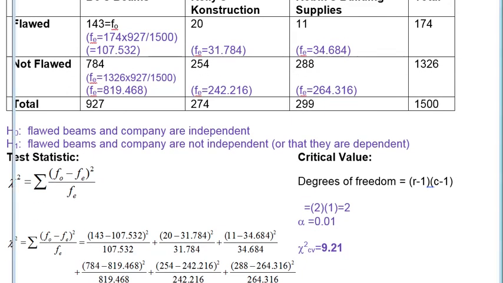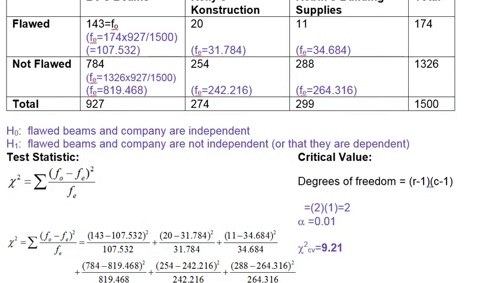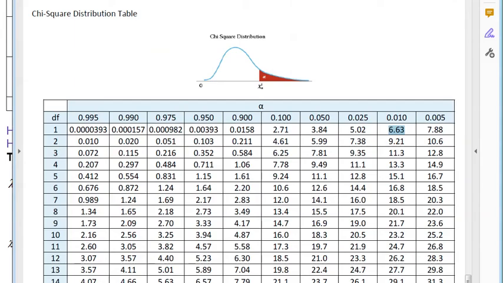So when we look at our chi-squared, 2 degrees of freedom, 0.01 for our alpha. So we're looking at 6.63 for our value. Oh, did I look that up wrong? Oh, because I did 1 degree of freedom. 2 degrees of freedom: 9.21.